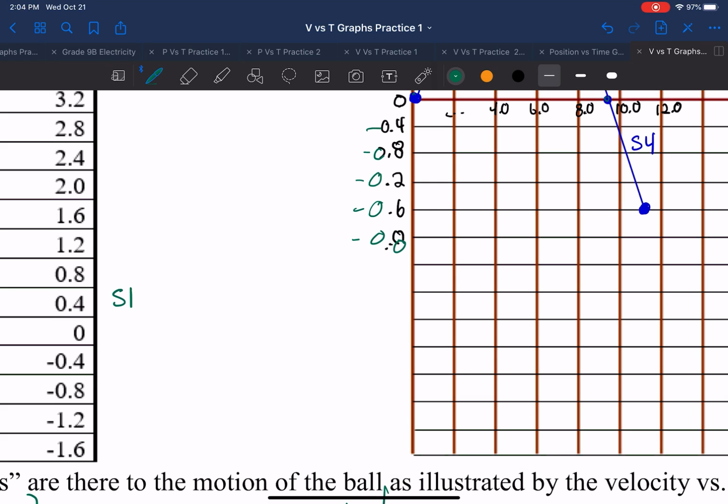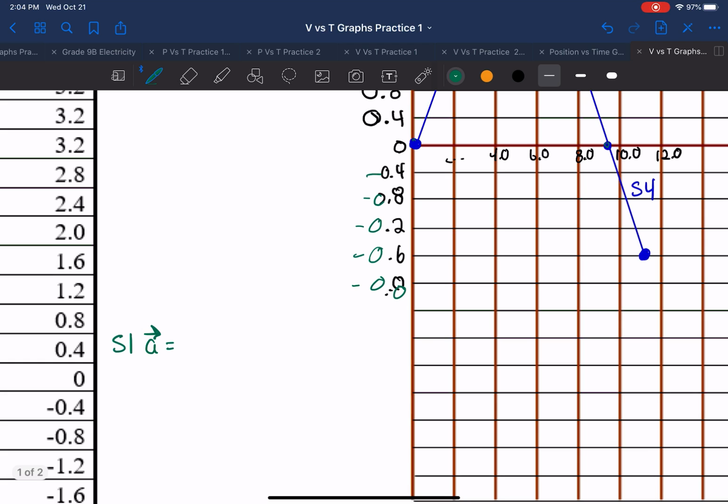So S1, the acceleration, I'm putting an arrow on top because acceleration is a vector quantity and it has both magnitude and direction, equals, so we're looking for slope, it's rise over run, which is going to be rise is the y-axis, which is our velocity, so the change in velocity, over our run, which is the x-axis, is our change in time. So VF minus VI over TF minus TI.